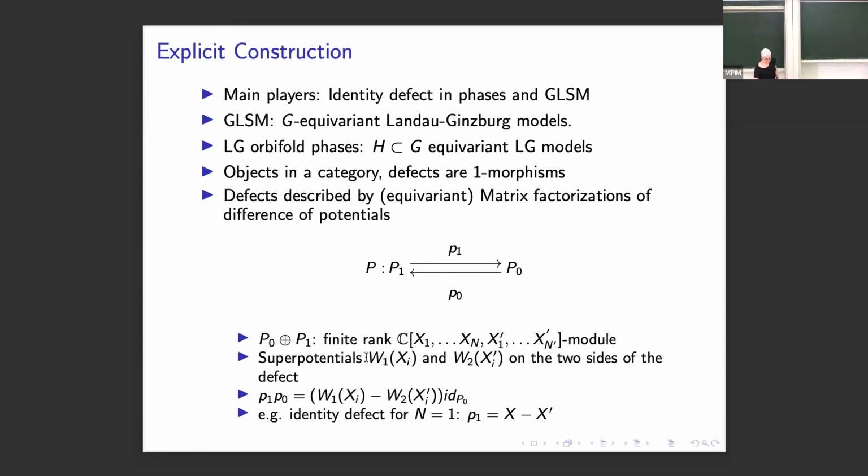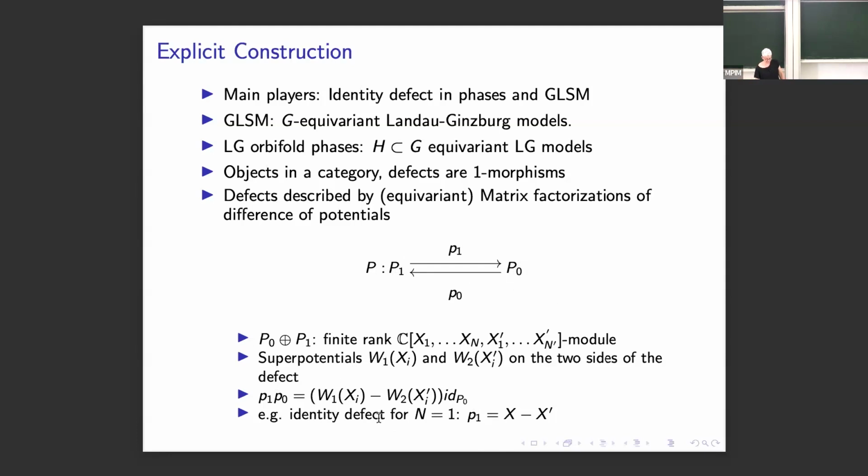And now we look at a pair of modules for this ring, P0 and P1. And this is a Z2 graded situation. And we look at maps P0 and P1 that compose to the identity on P0 if you compose them in this direction, and likewise P0 times P1 as the identity on the other side. So that specifies matrix factorizations.